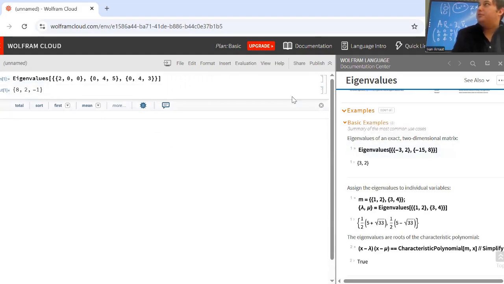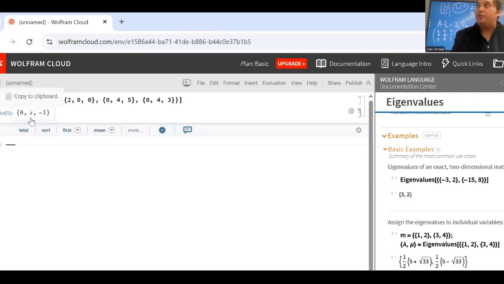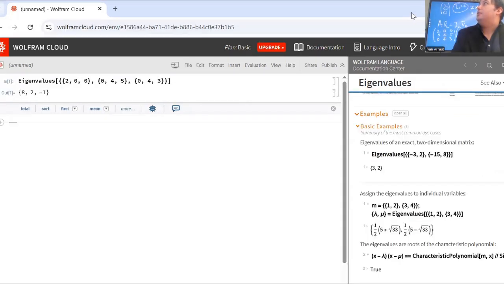Well, let me see. I copied the matrix correctly: 2, 0, 0, 0, 4, 5, 0, 4, 3. Yeah, the first eigenvalue was minus 1, the second was 2, and the third one is 8. So it's correct. Now, I can also calculate eigenvectors here.